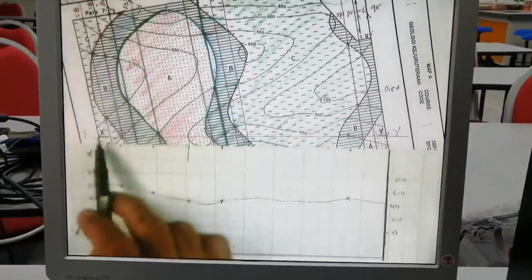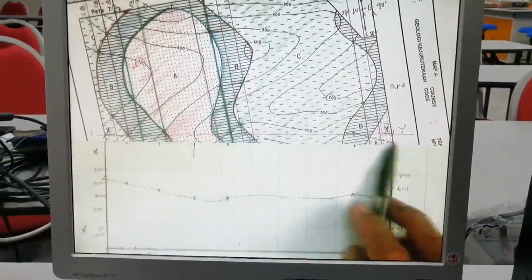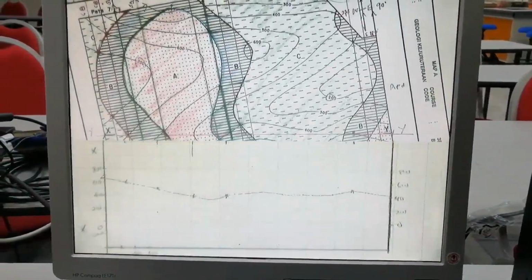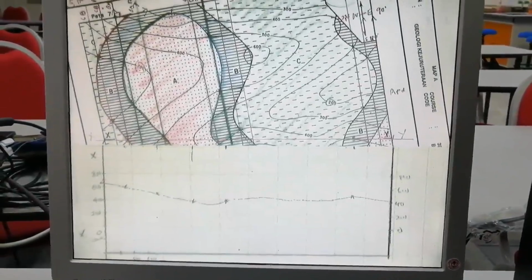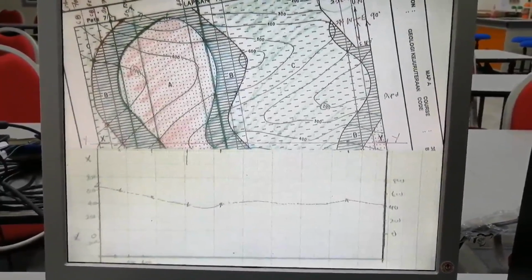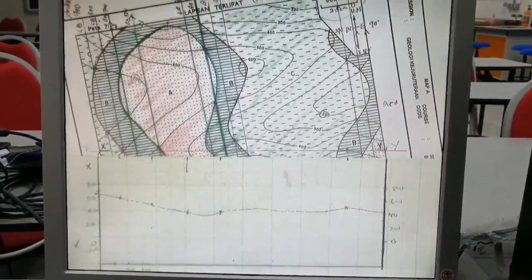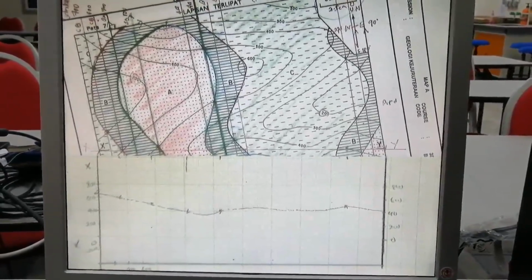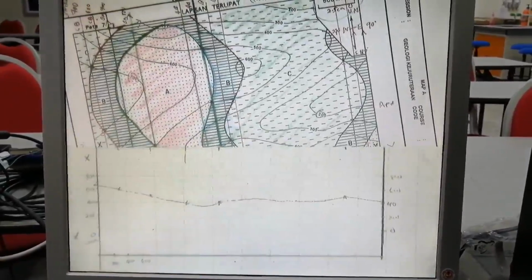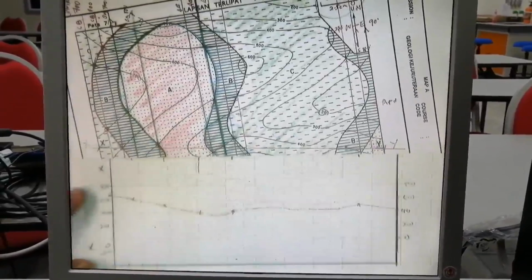If you walk from X to Y or cycle from X to Y, this is what the terrain looks like. Okay, this is your topography. So now you have to put your geological information, the subsurface, underneath this line, not above, underneath. So you have to look at the boundaries.